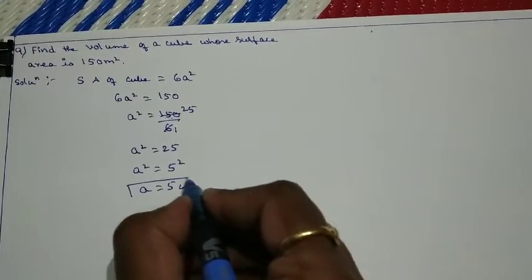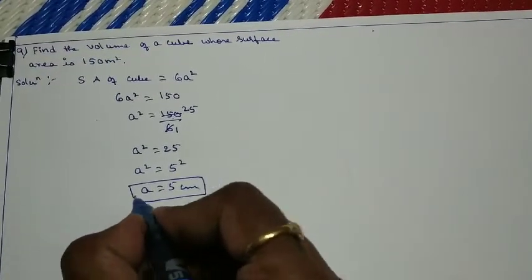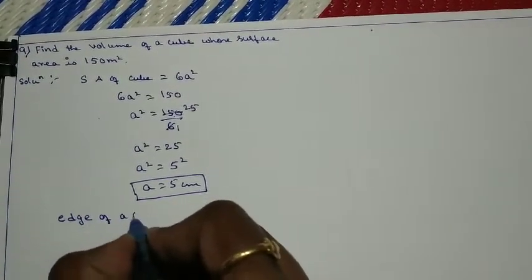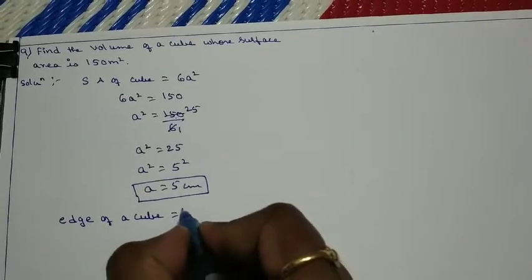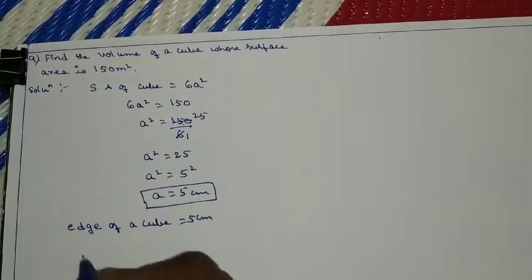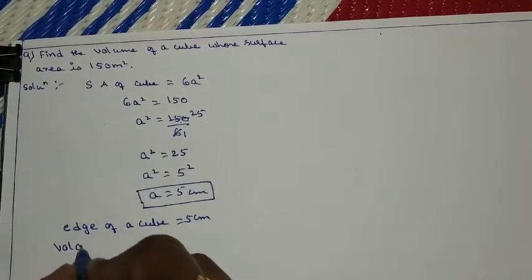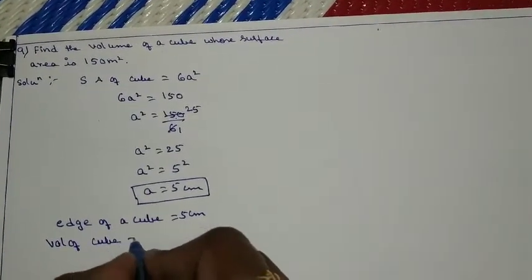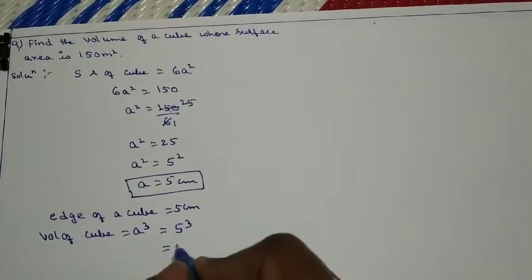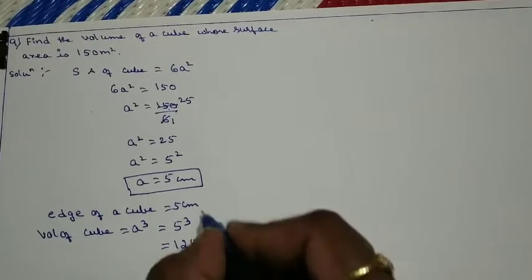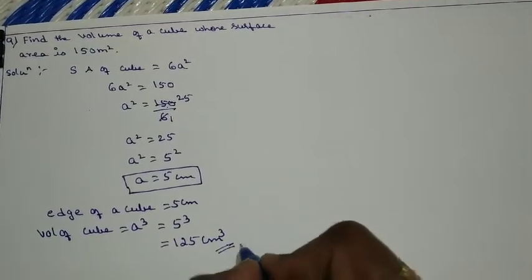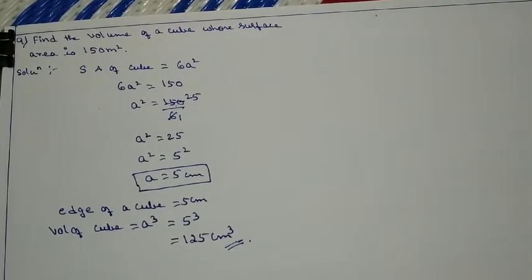But what is a? A is nothing but the edge of a cube. Edge of a cube equal to 5 centimeter. But he is asking us to find the volume. Then volume of cube equal to a cube, which is nothing but 5 cube. Then 5 cube is 125, and the unit is centimeter. Therefore for volume it becomes cubic centimeter. This is how we solve the 9th question.